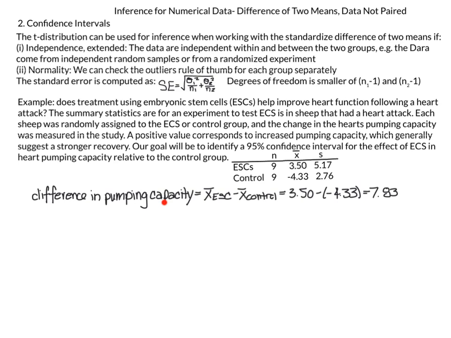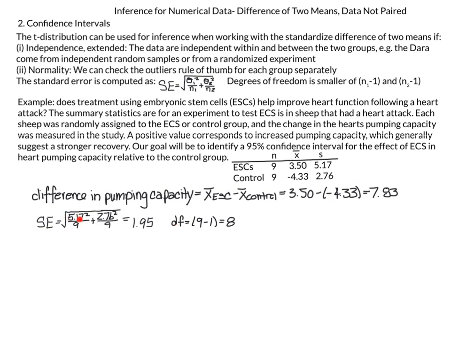So the difference in pumping capacity is the mean of the ESC group minus the mean of the control group. The mean of the ESC group is 3.5 minus the negative mean of the control group. So that gives us a difference of 7.83 units of pumping. And because it's an easy thing to do, the next thing I'm going to do is calculate the standard error and the degrees of freedom.